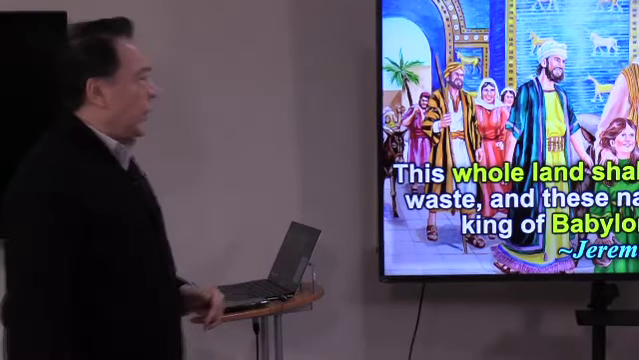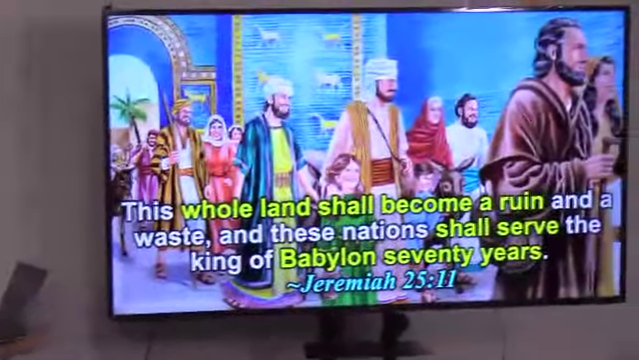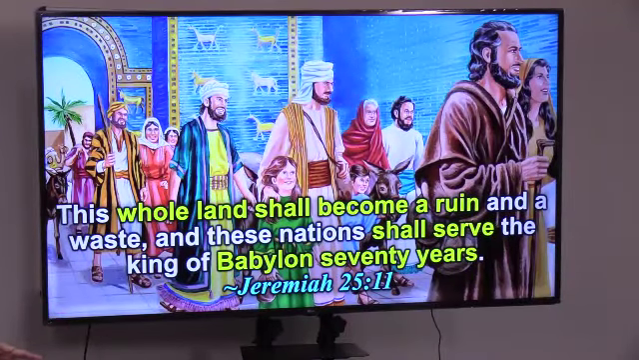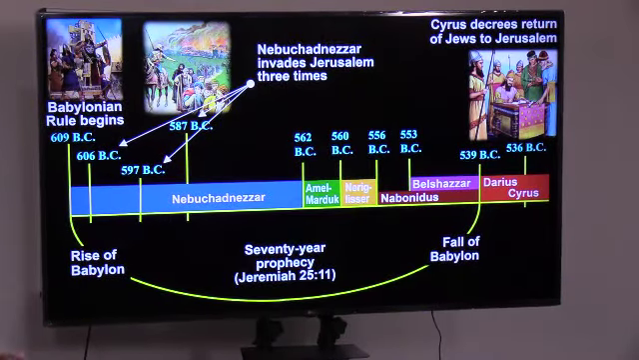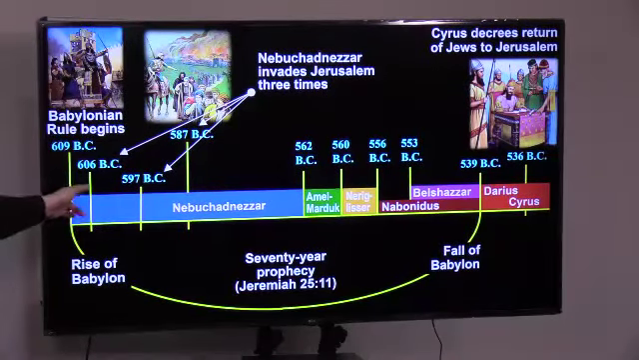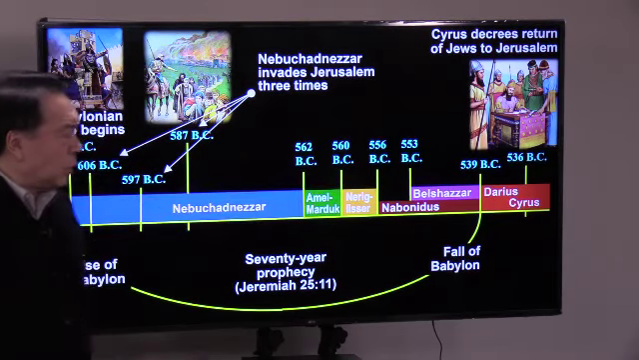This whole land shall become a ruin and waste, and this nation shall serve the king of Babylon 70 years. So a lot of the prophetic timeline dates it from 606 to 536, because they said the first invasion of Nebuchadnezzar was 606, and 536 was when the people actually returned to Jerusalem.